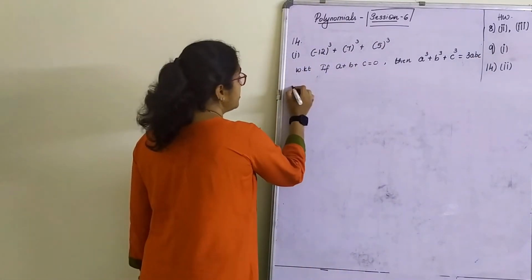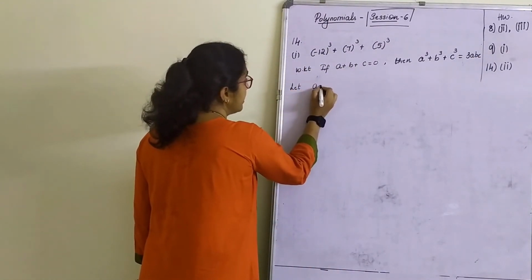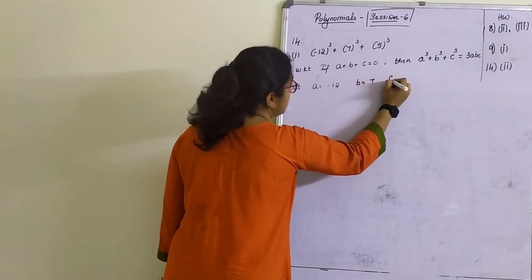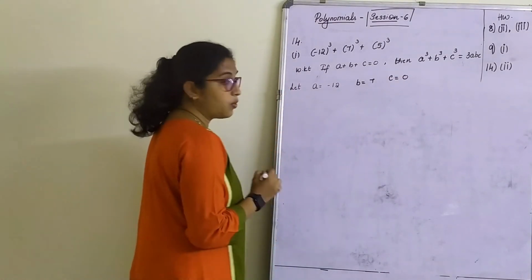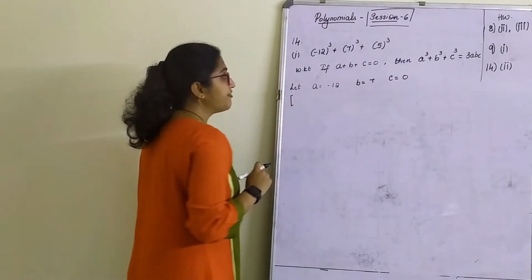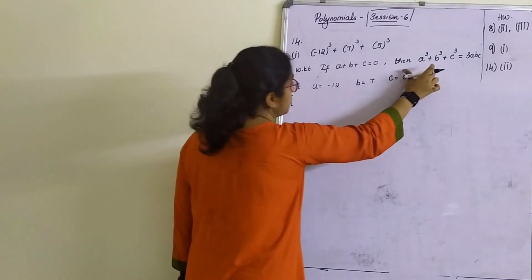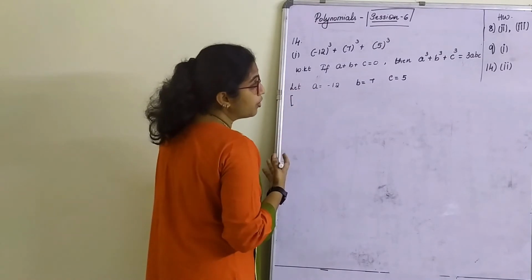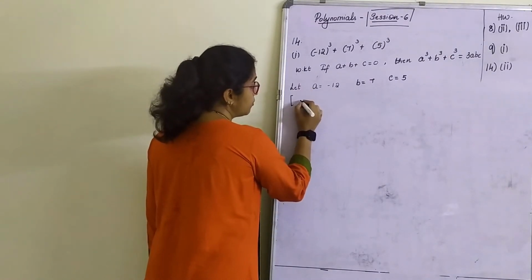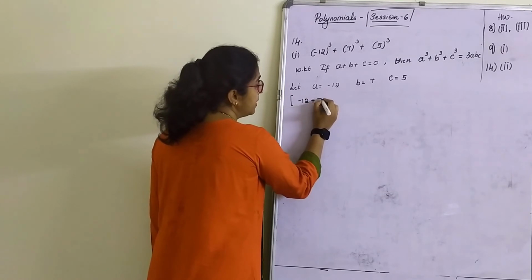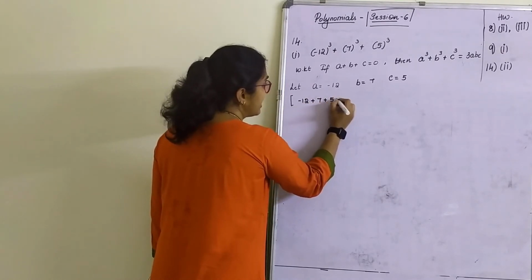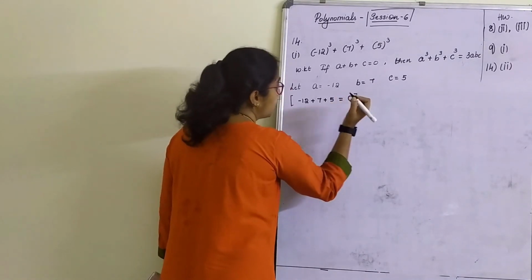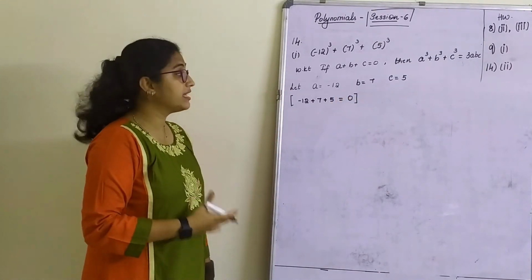Okay, so let a is equal to minus 12, b is equal to 7 and c is equal to 5. Let's just check whether the answer is 0 according to a plus b plus c is equal to 0. Minus 12 plus 7 plus 5. 7 plus 5 is 12. 12 minus 12 is 0. That means it is satisfying the given condition.